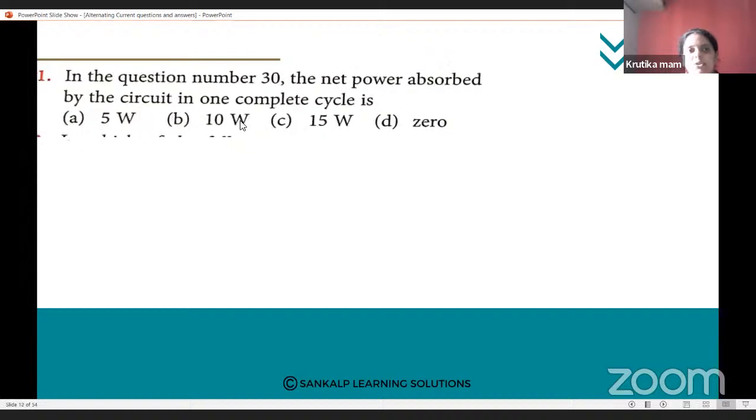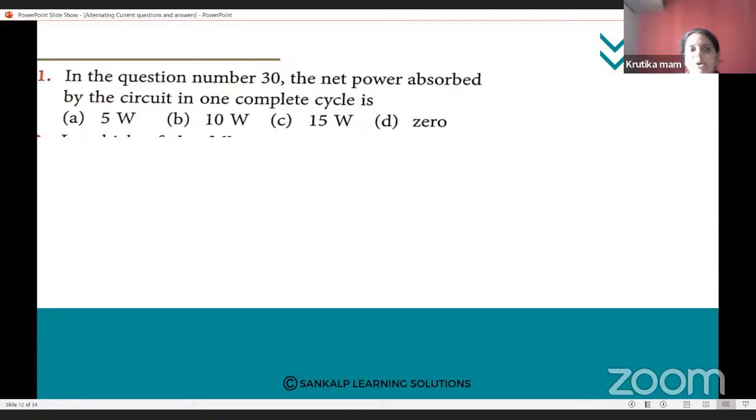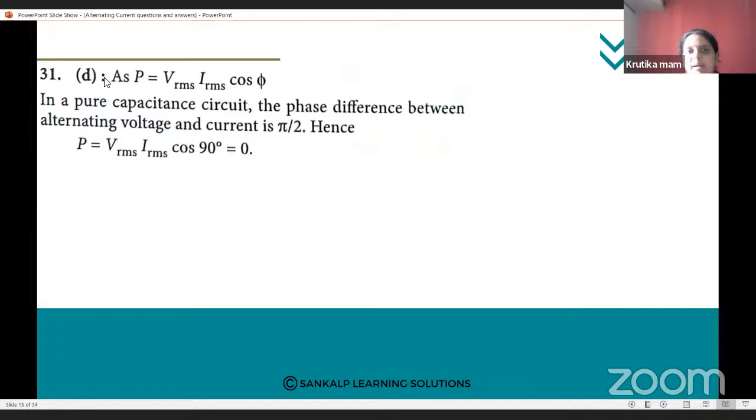In this question, meaning the previous question only: the net power absorbed by the circuit in one complete cycle is. What is the power absorbed by the circuit in one complete cycle? 5 watt, 10 watt, 15 watt, 0. The circuit consists of what? That is a capacitor. So what power do we get in a capacitor circuit? D. Yes, it is option D. Very good. We will also derive this in the lesson.